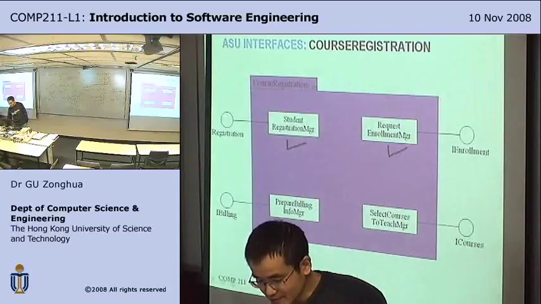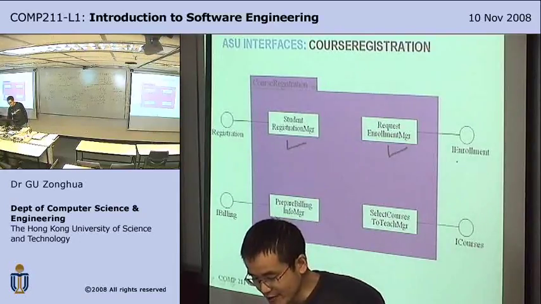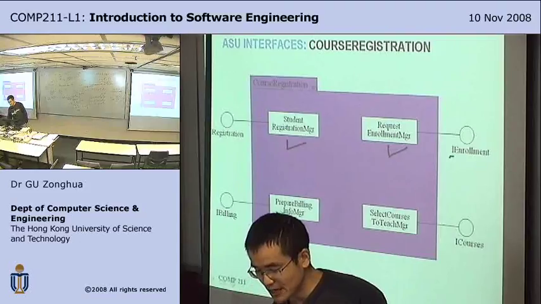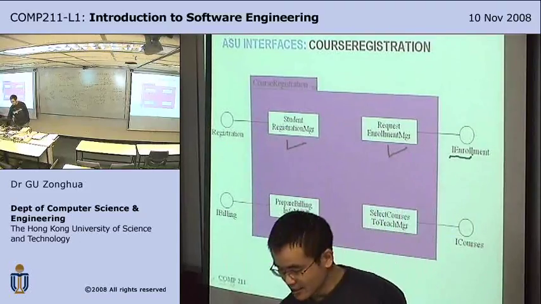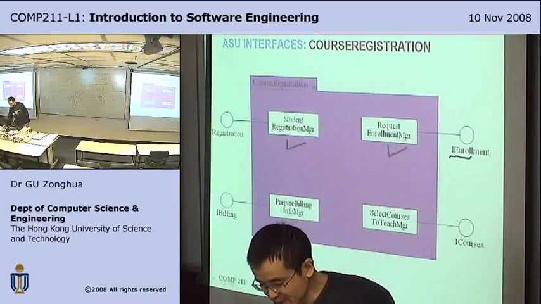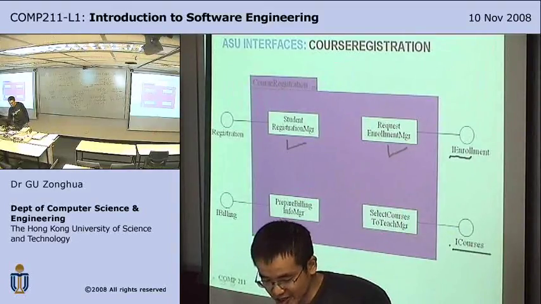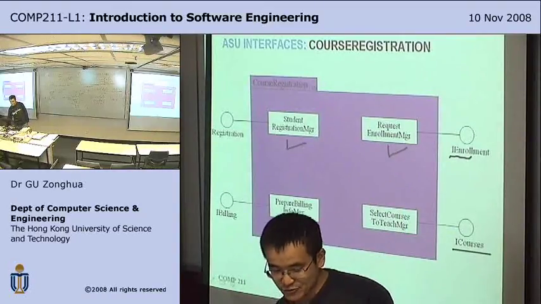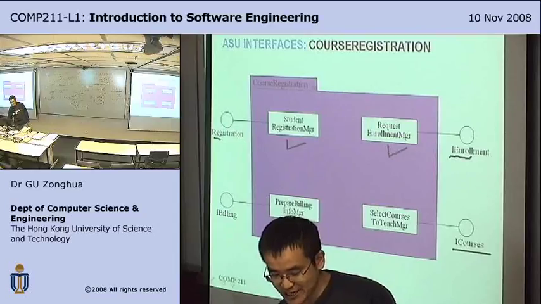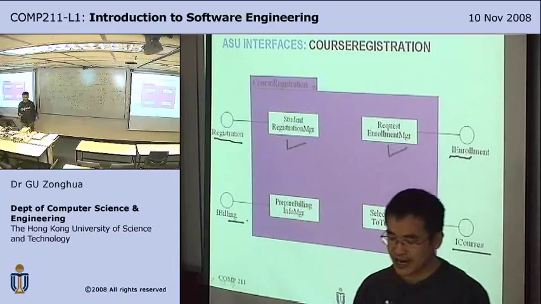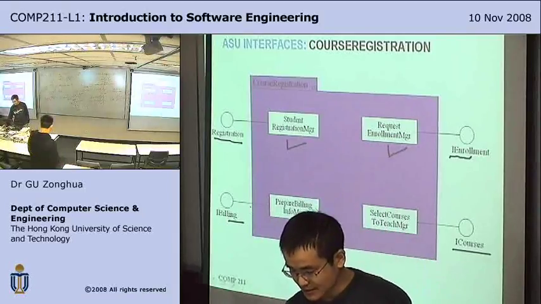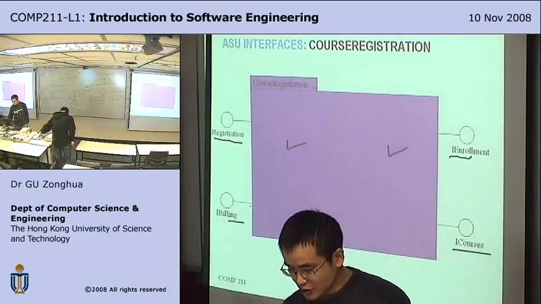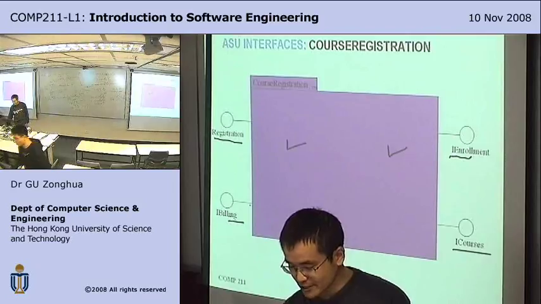Request enrollment manager has an I-enroll interface, so the convention is to have an I before the interface name, indicating it's an interface. Select courses to teach manager has an I-courses interface, and student registration manager has the I-registration interface and I-billing interface for the prepare billing information manager. So this is 4 interfaces.